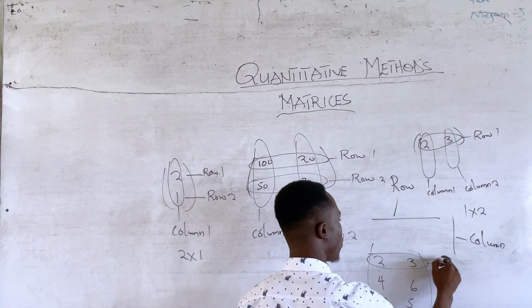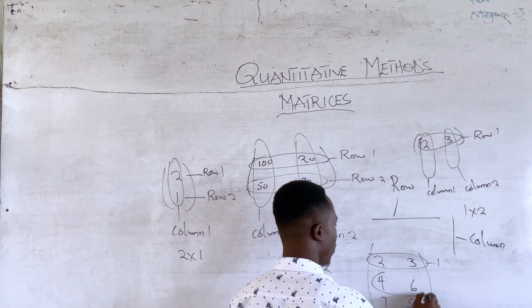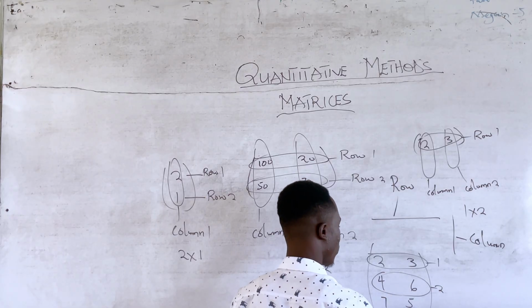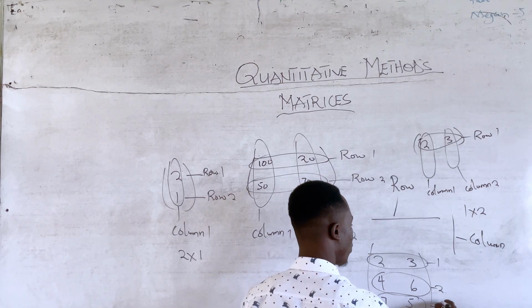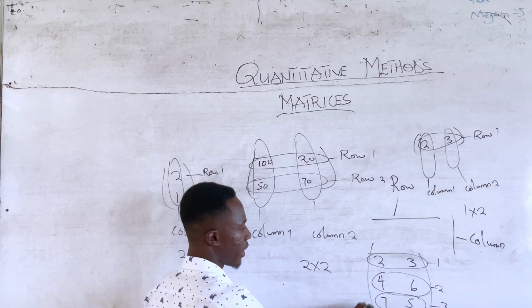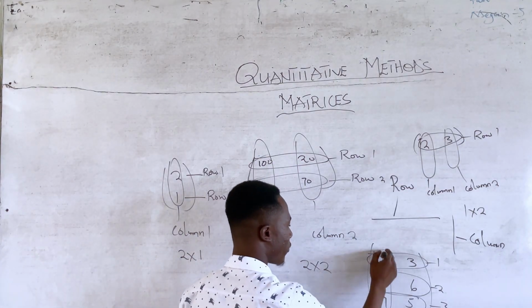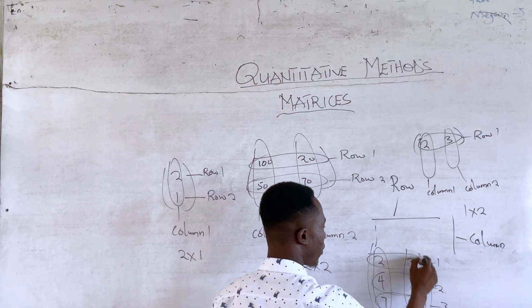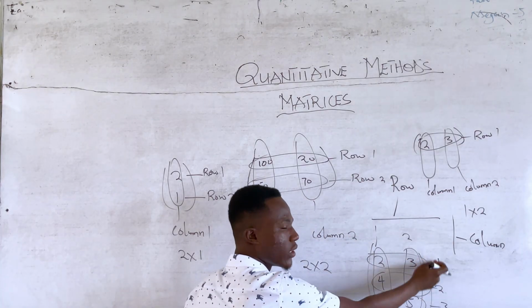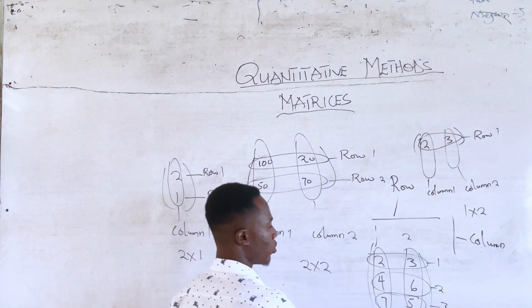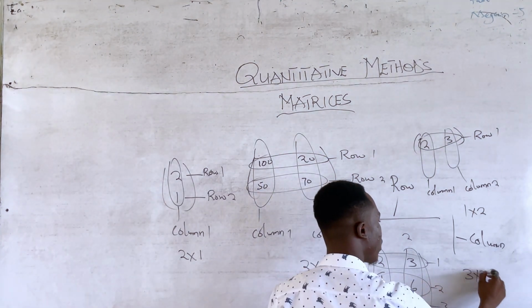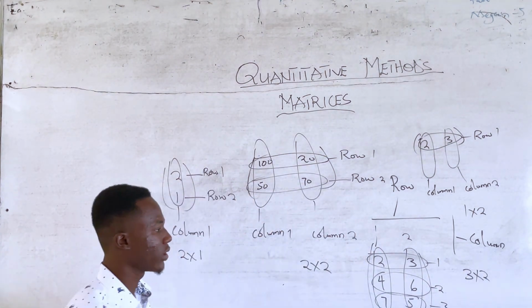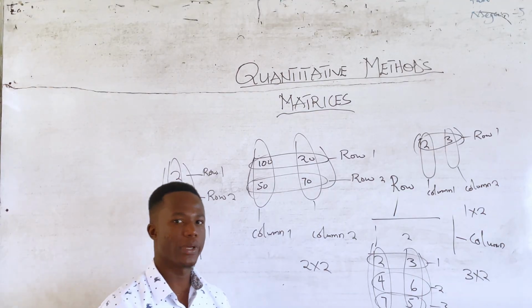So you have row 1, row 2, row 3. Then for columns, you have the first column, that is column 1, and column 2. So always the row comes first, then the column. So you say 3 by 2. So this matrix is a 3 by 2 matrix.